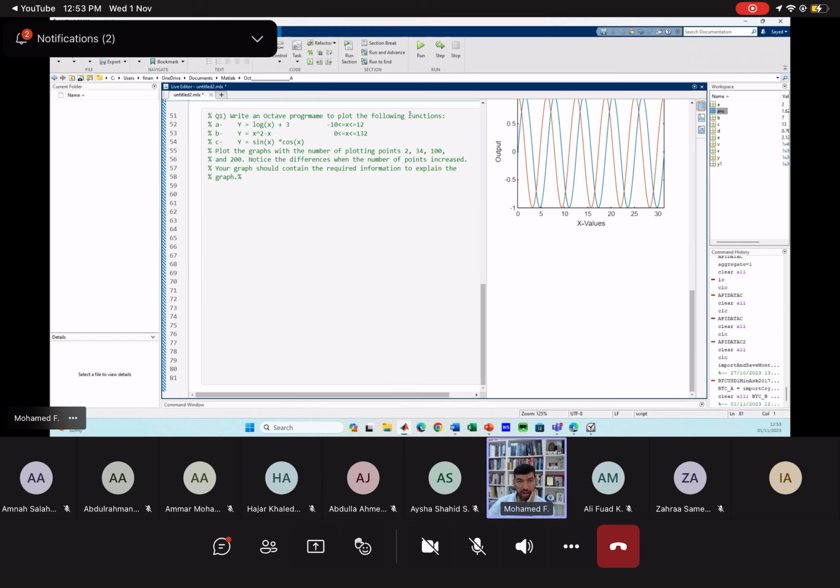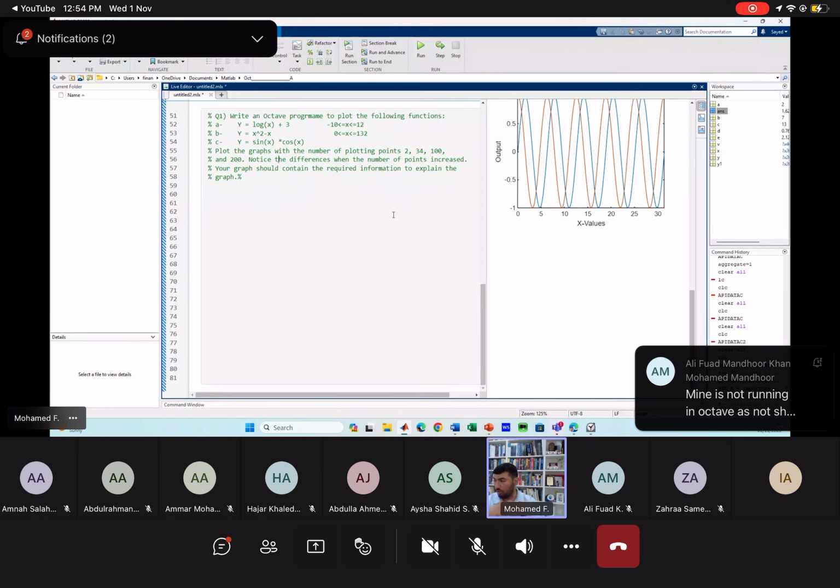Write an Octave program to plot the following functions: Y equals that, B equals that, and C equals that. Plot the graphs with the number of plotting points 2, 34, 100, and 200. Notice the differences as the number of points increases. Your graph should contain the required information to explain the graph. This is an open-ended question. You can answer it in multiple ways. One of them, you might write code for A, B, and C alone, and then code them within one function.